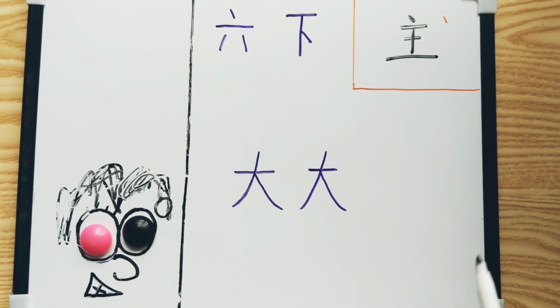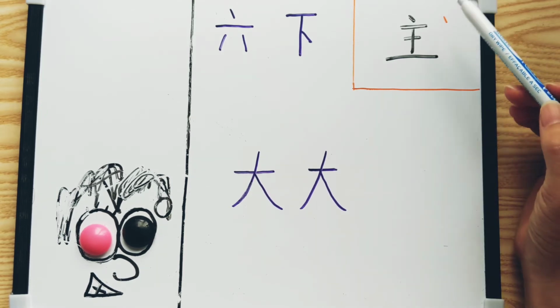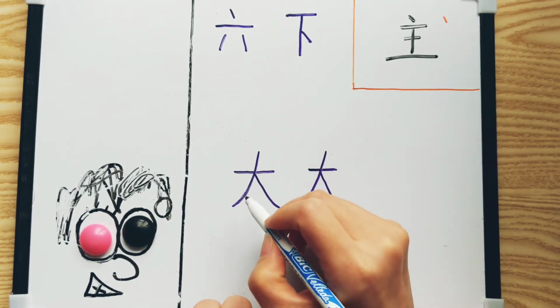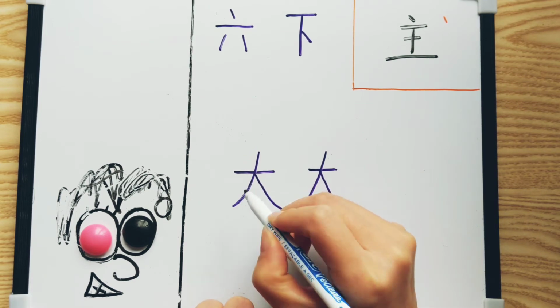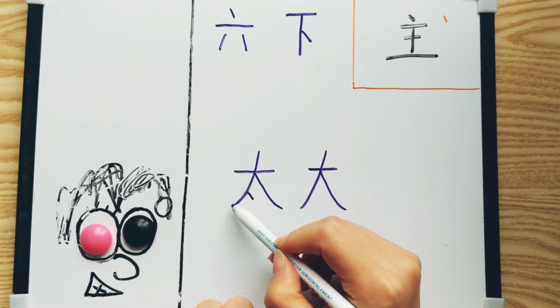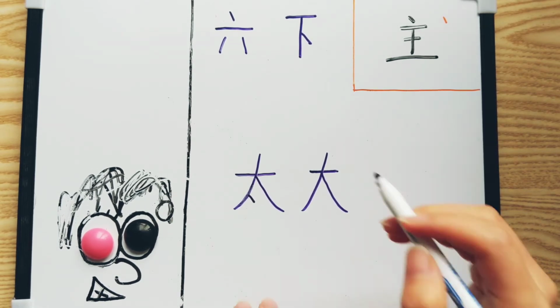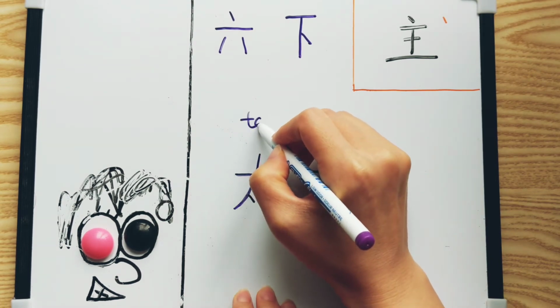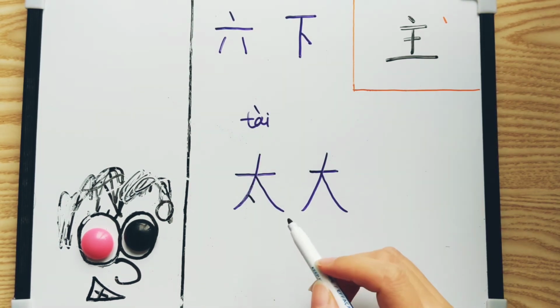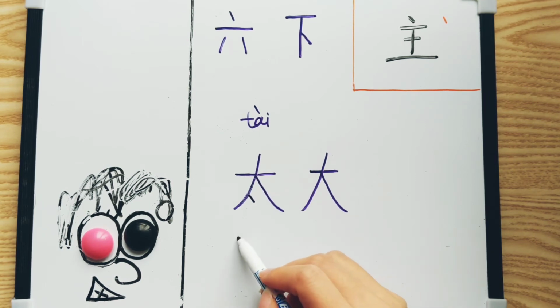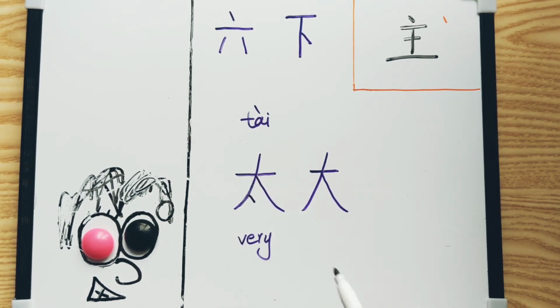Alright, now let's look at the third character. As you can see, I wrote down this character twice. Can you recognize it? Da, da, which means big. So if I put this new stroke, dian, right here, it's about halfway through this bit, right in the middle, connected. This is a new character. Tai, tai, which can mean very or extremely.